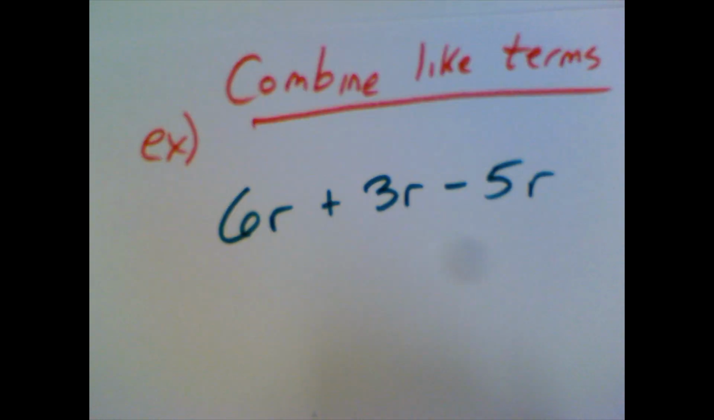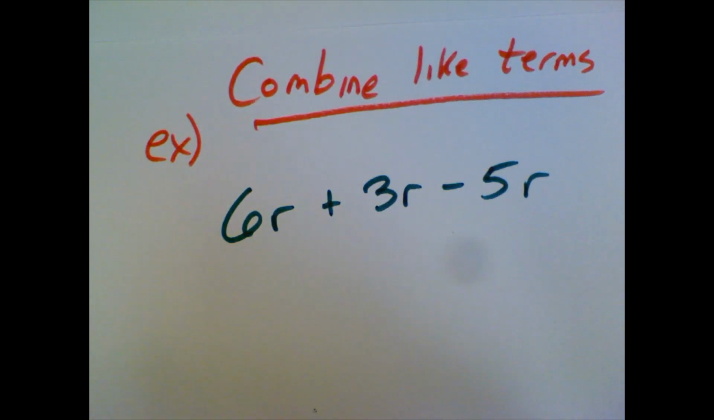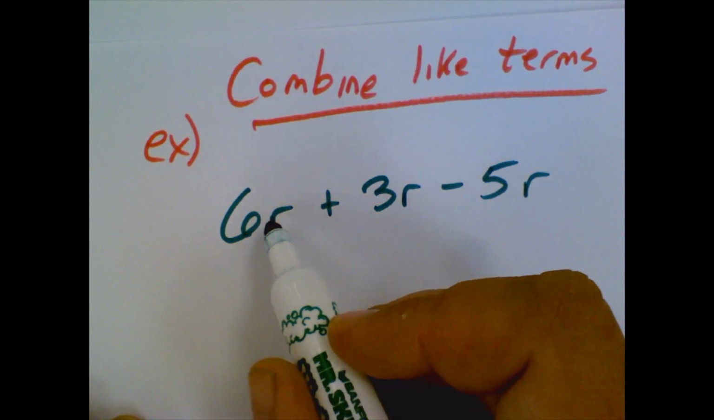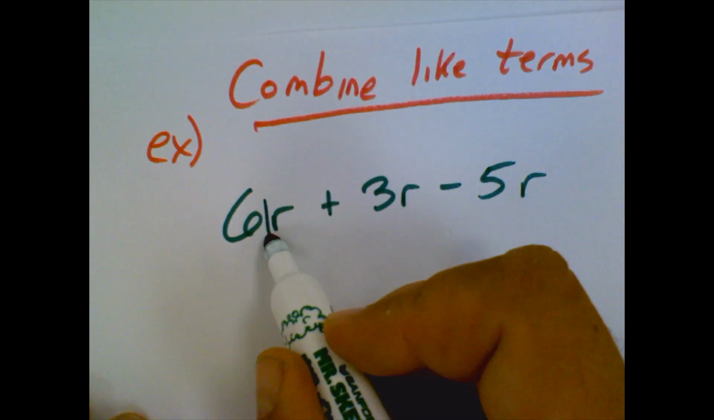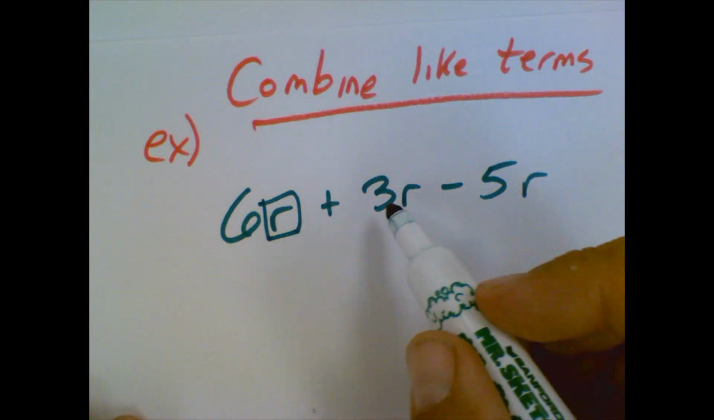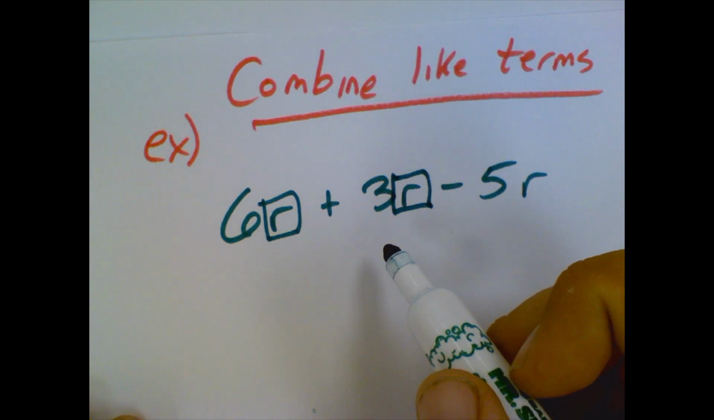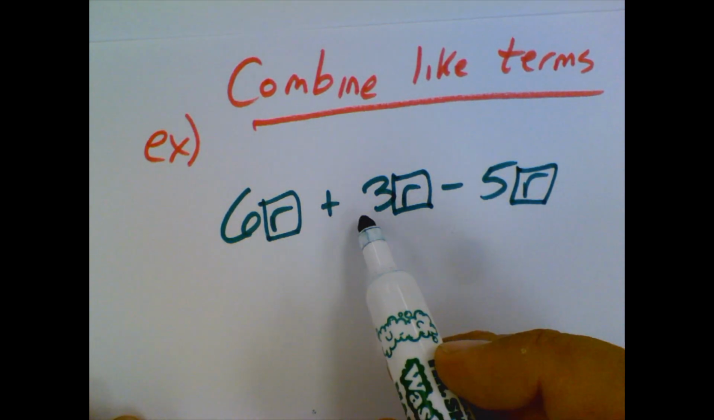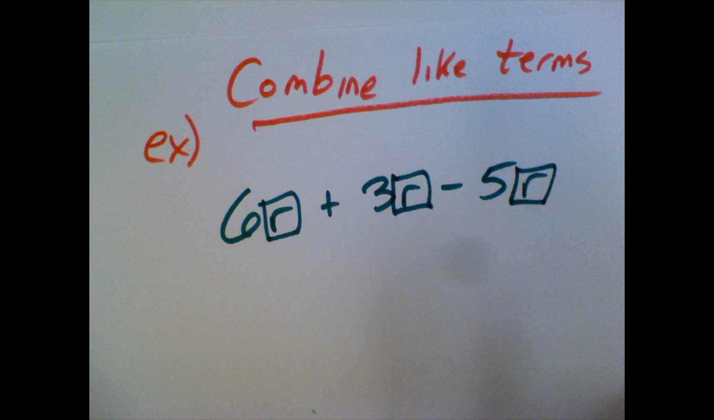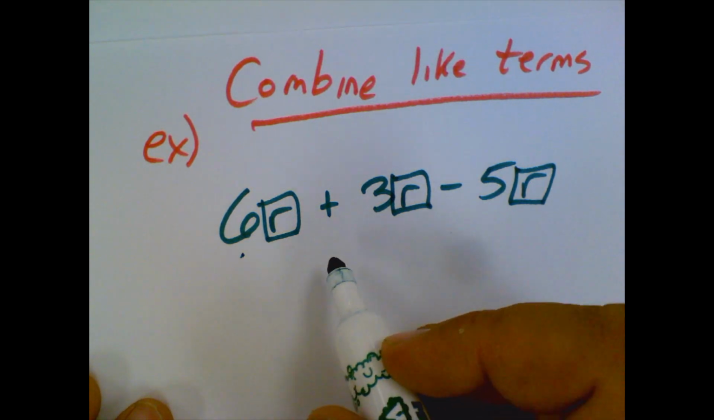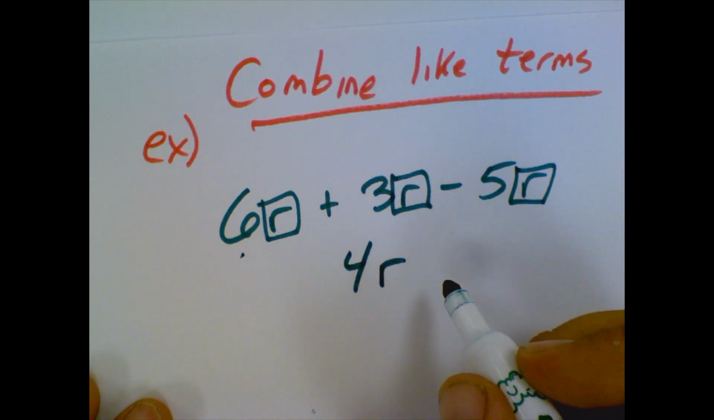Well, one analogy we could use for what like terms are, I always call them the numbers with the same backpack. If you think of a number here as a person, the same backpack, what I mean by that is they have the same variable attached. So the backpack for 6 would be r. 3 has a backpack on, that backpack is r, and -5 has a backpack of r. And if all three terms have the same backpack, or any terms have the same backpack, the rule is you can combine them. Okay, so 6 plus 3 is 9. 9 minus 5 is 4r.